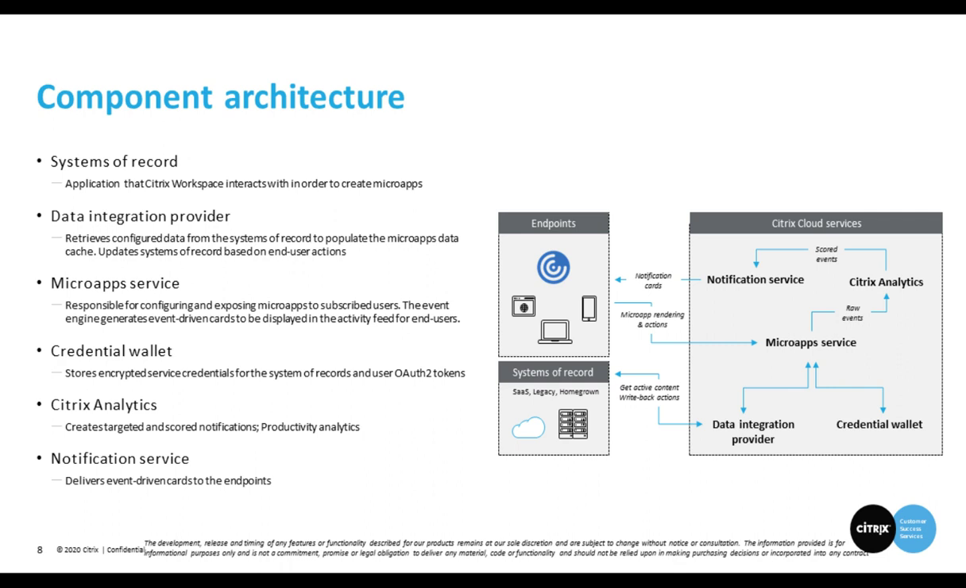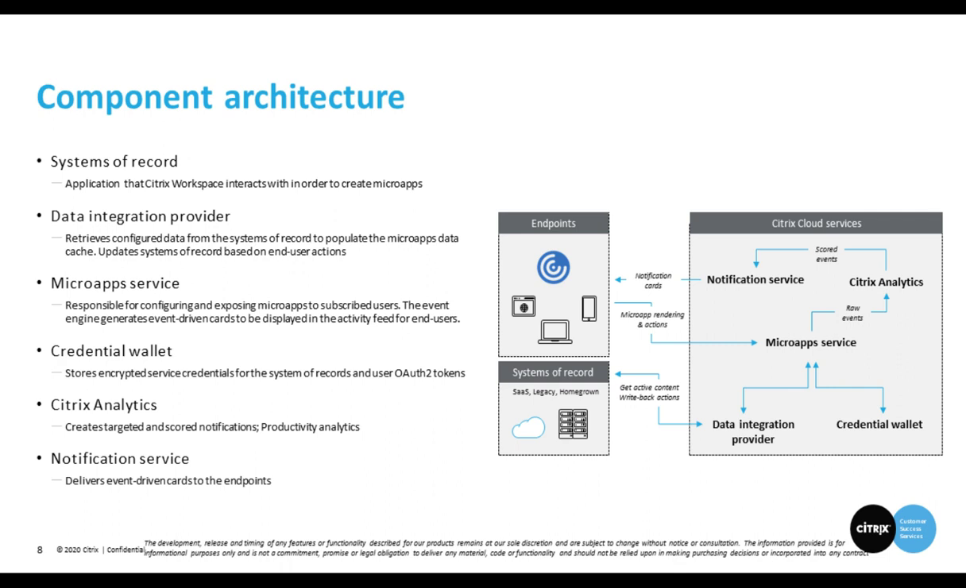Next, you'll have your Citrix Analytics services as well, where it's going to create a target and a scored notification. It also shows productivity analytics, so how many times the card has been clicked on, what the user has done within the system, and starts to drive some of the engagement models that we talked about previously. And you'll hear more about that as we carry forward. Lastly, you'll have the notification service. That is the service that is actually responsible for sending the cards and the data to the specific endpoints that the user is utilizing.